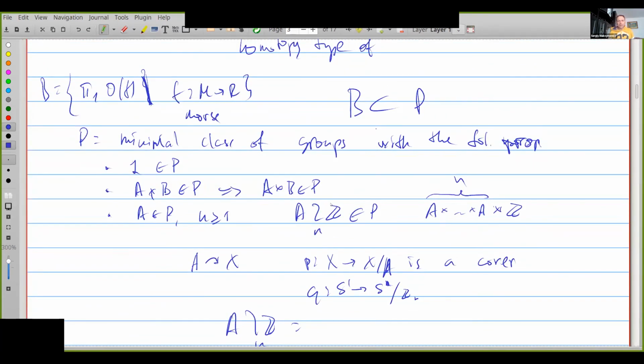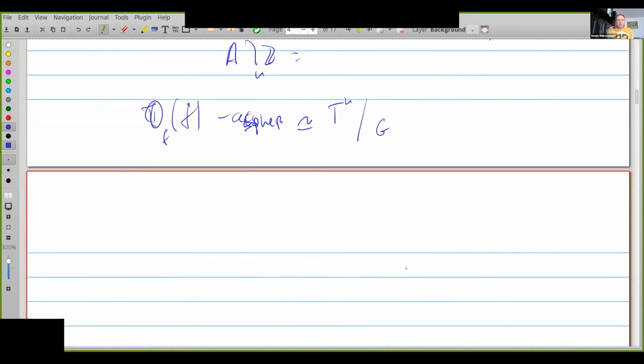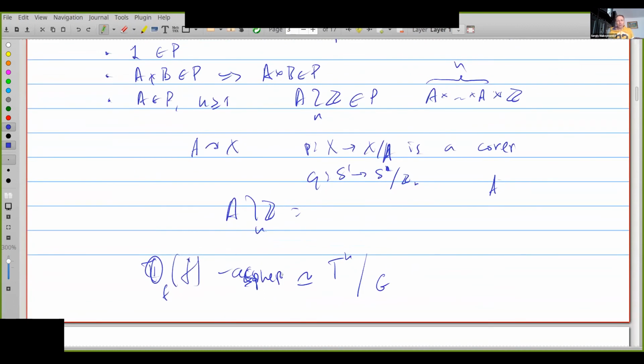to prove that, actually, if A appears from the action of some group on some torus, then this group is also the fundamental group of the action of some other group also on the torus. And so finally this allows to make another proof of this statement.